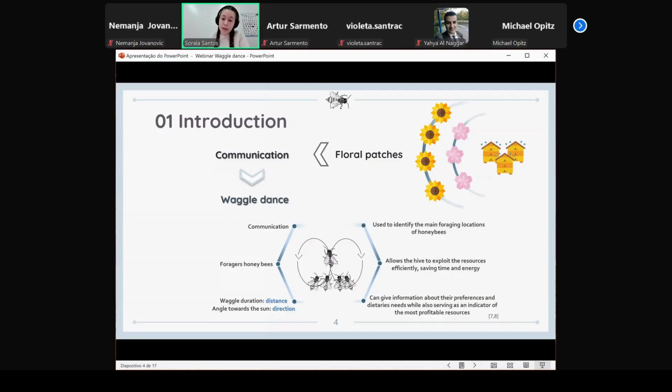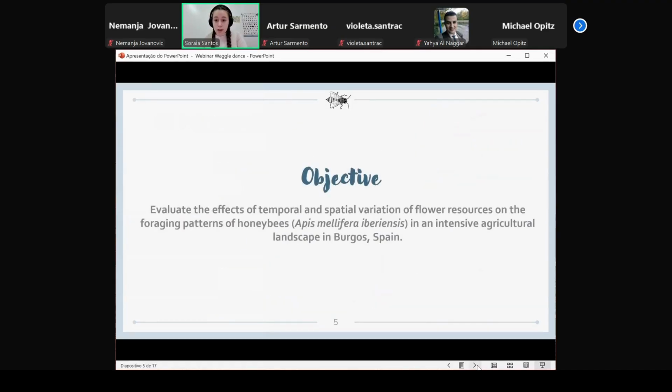As I said before, this behavior is crucial to identify the main foraging locations of honeybees, allowing the hive to exploit the resources efficiently, but also provide us with information about their preferences and dietary needs, while also serving as an indicator of the most profitable resources. In this sense, this study aimed to evaluate the effects of temporal and spatial variation of flower resources on the foraging patterns of honeybees in an intensive landscape in Spain.